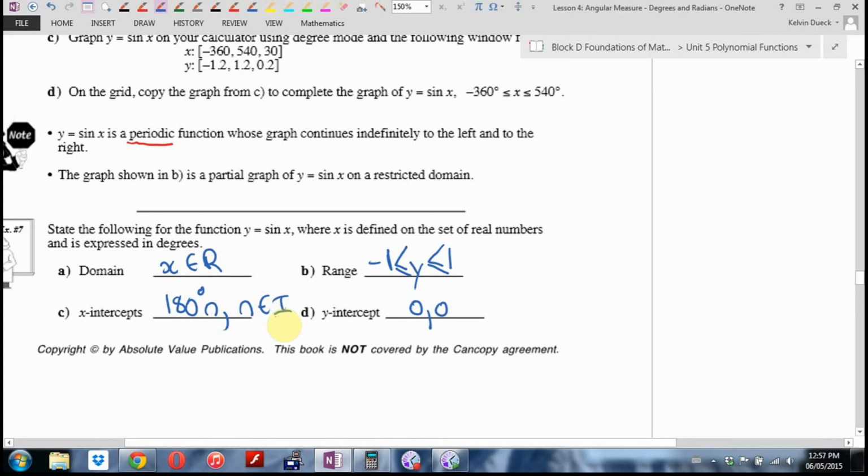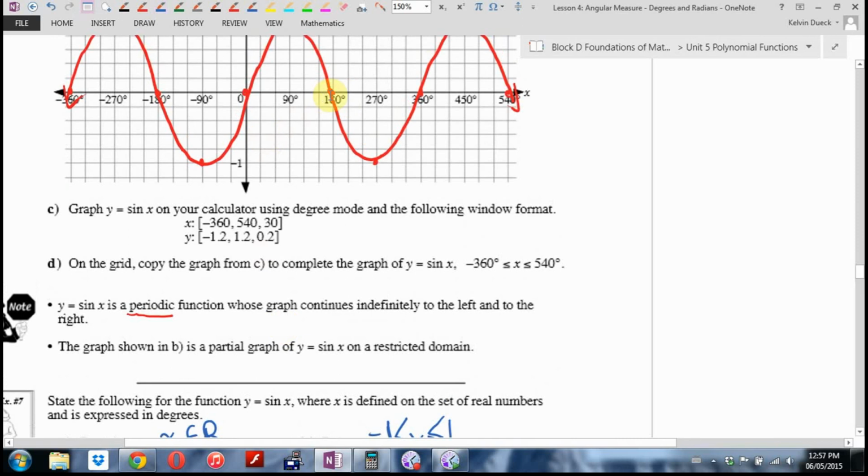It's saying if you want to find the first x-intercept, let n be 0. What's 180 times 0? There is an x-intercept at 0. You want to find the second one? Let n be 1. What's 180 times 1? There is an x-intercept at 180. Also, you can let n be 2. What's 180 times 2? That'll give you that one. Also, you can let n be 3. What's 180 times 3? Oh, but I said n is an integer, so it also can be negative.